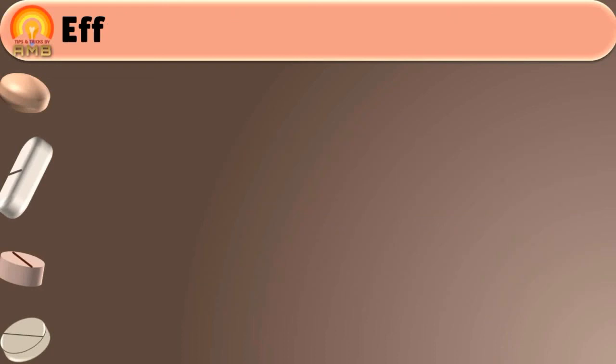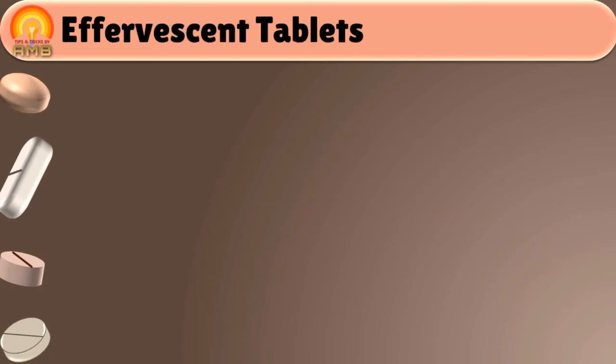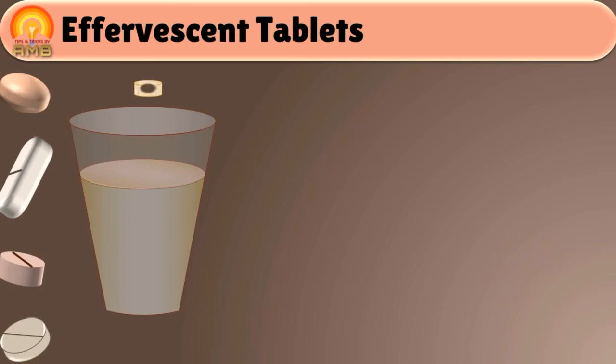First type is effervescent tablet. As the name indicates, these tablets when added in water produce effervescence. Effervescence means evolution of bubbles of a gas from a liquid. Effervescent tablets are not meant for administration as such, but these are to be dissolved in water to form a rapid solution along with release of carbon dioxide.